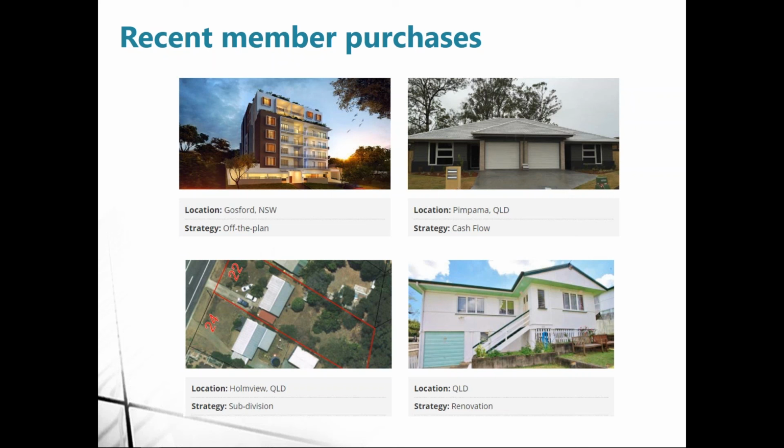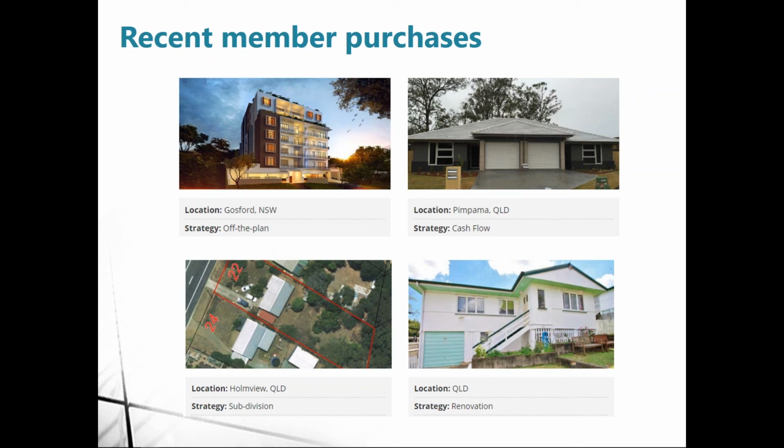The one on the right in Pimpama, North Gold Coast, was a cash flow opportunity for one of our members. The purchase price was around $693,000, but the pre-tax cash flow was roughly $8,000. And given that it's a new off-the-plan property, there were depreciation benefits, so the after-tax cash flow in the first year was a little bit over $12,500.